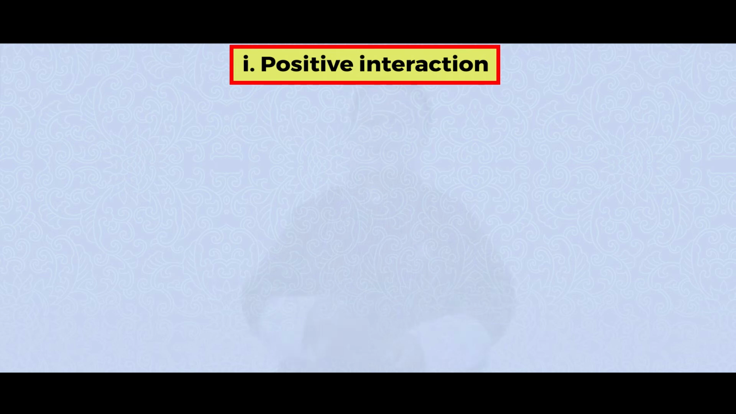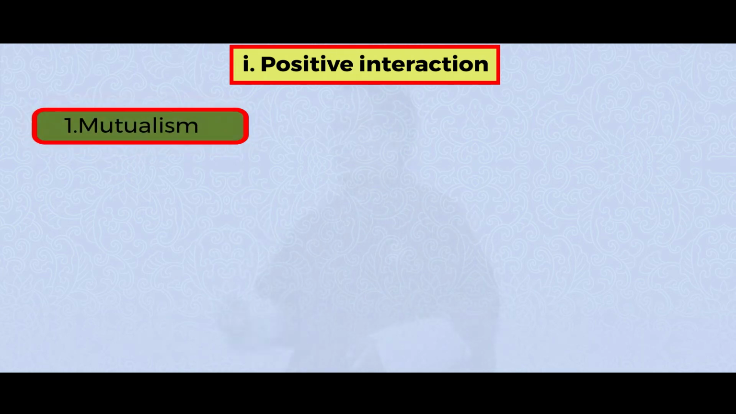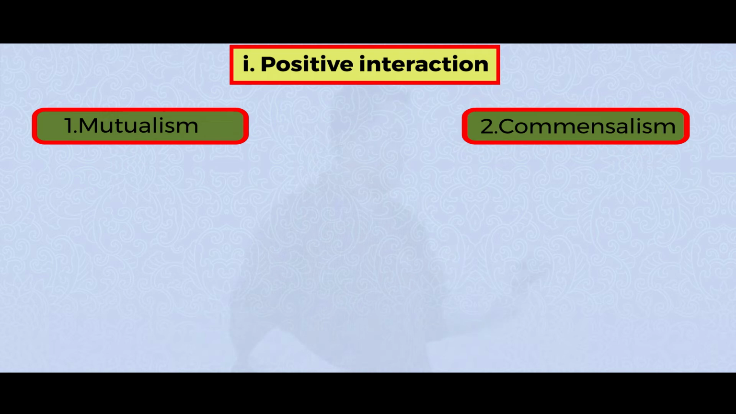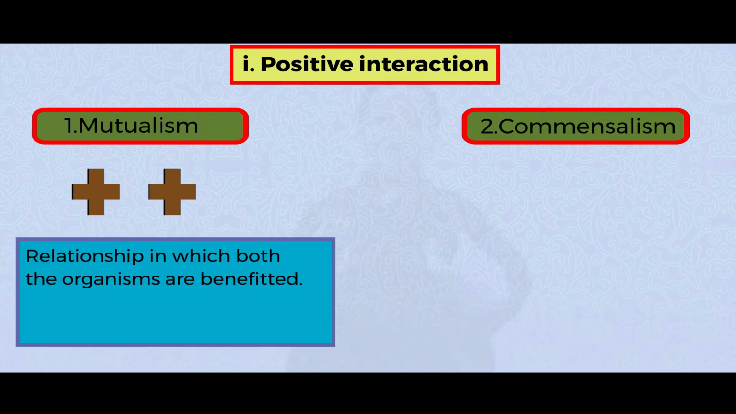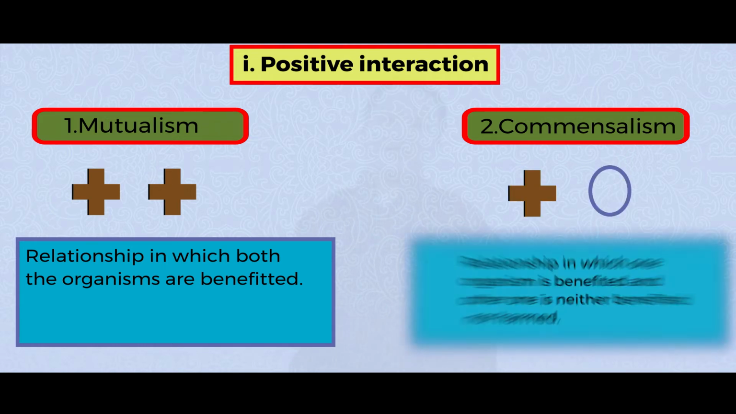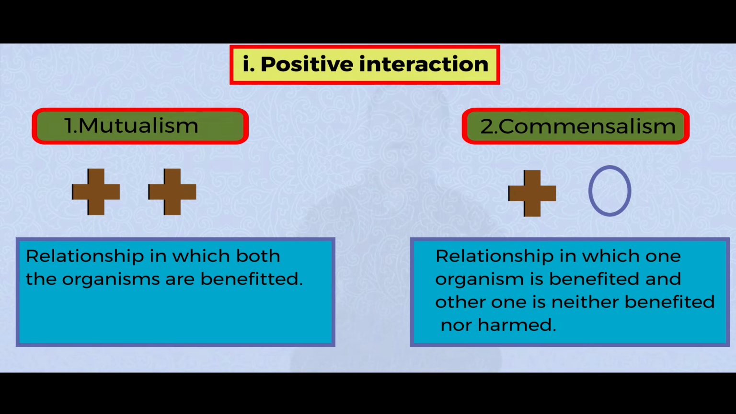So let us look at each type in detail. Positive interaction comprises two types of relationship: mutualism and commensalism. Mutualism is a kind of relationship in which both the parties are benefited, while on the other side, commensalism refers to a kind of relationship in which one is benefited but the other is neither harmed nor helped. Let us look at the example of mutualism.